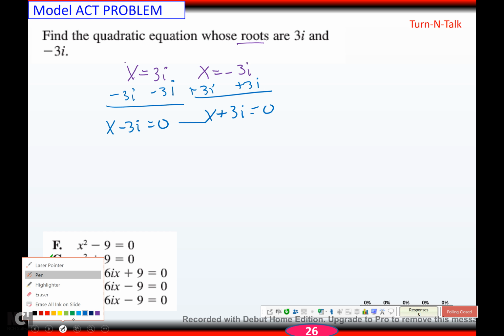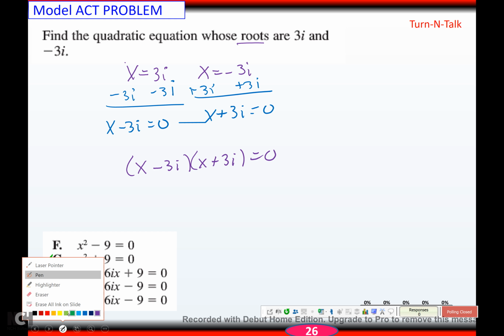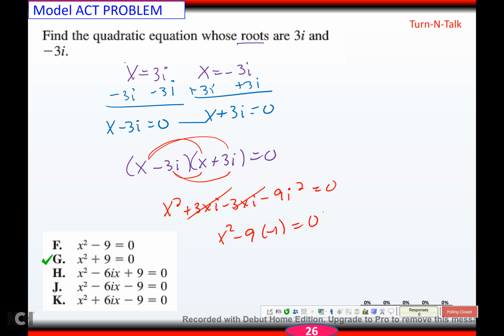And before we set them to 0, they were a product. They had the zero product property. So it was x minus 3i times x plus 3i equals 0. And now finally, to get back to my equation, I FOIL it out. X times x is x squared. X times 3i is 3xi. Negative 3i times x is negative 3xi. Negative 3i times positive 3i is negative 9i squared. Alright, these cancel out because they're conjugates. And I have x squared minus 9 times negative 1 equals 0, which gives me x squared plus 9 equals 0.